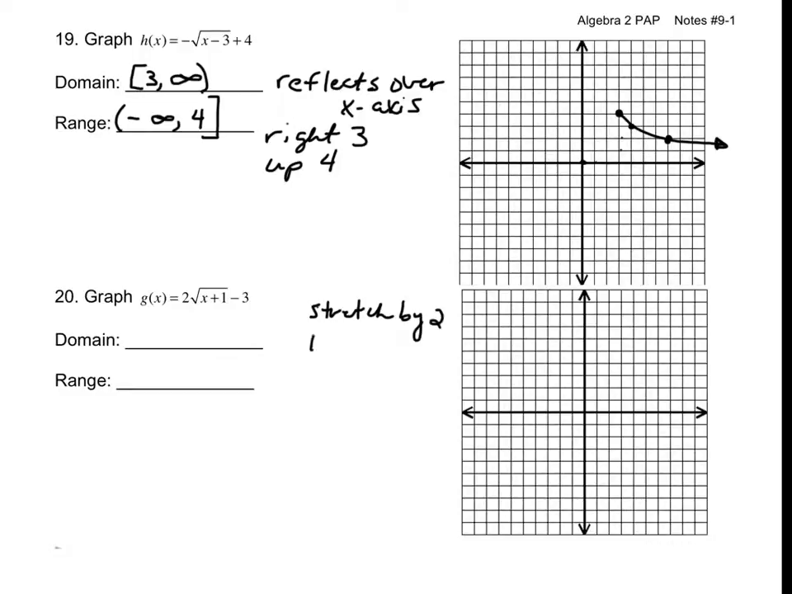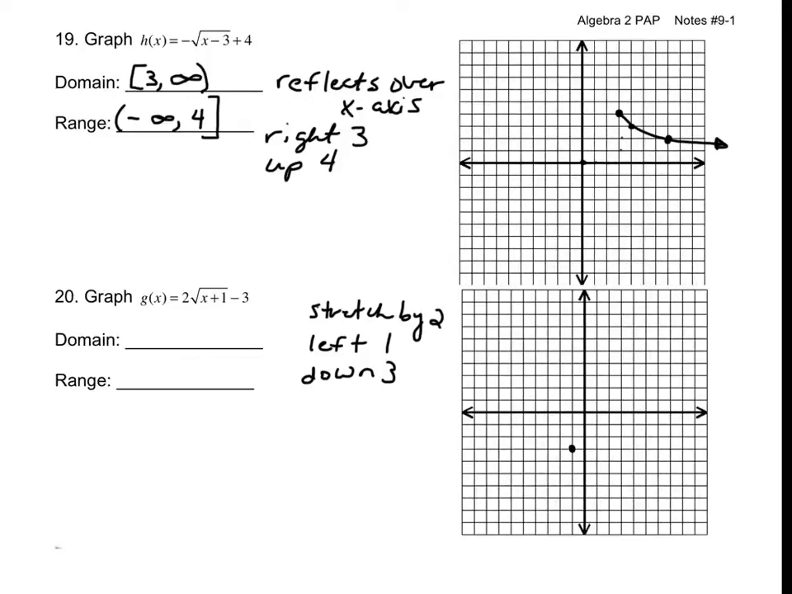It's going to go left 1 because of the plus 1 under the square root, and down 3 because of the minus 3 outside. So let's first get our new starting point. Our new starting point is going to be from the origin, left 1 and down 3, which is right there.